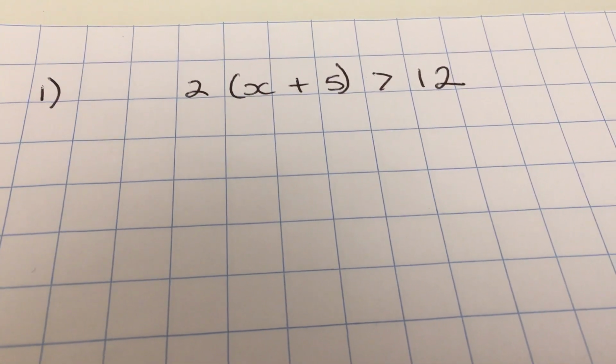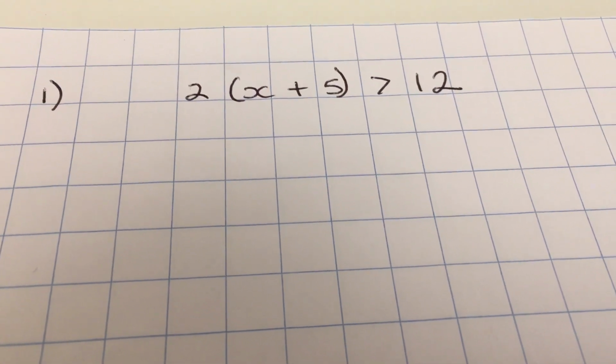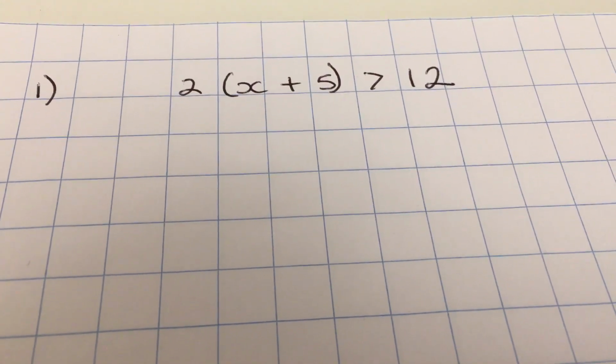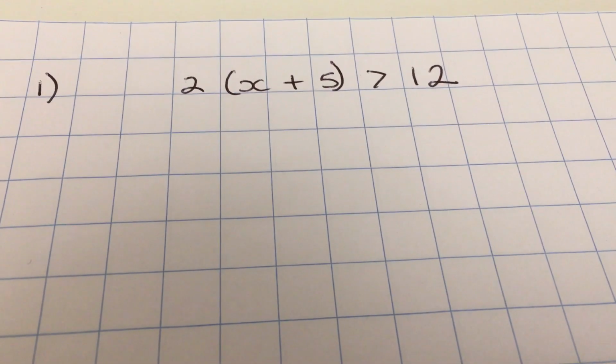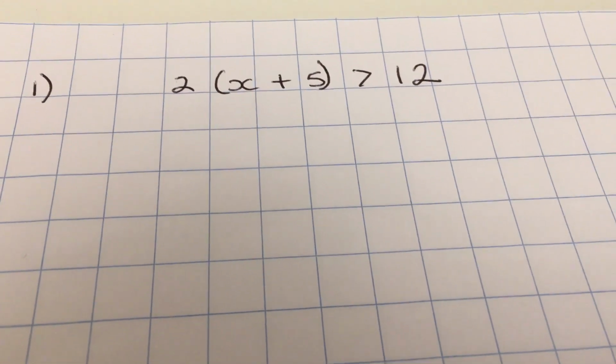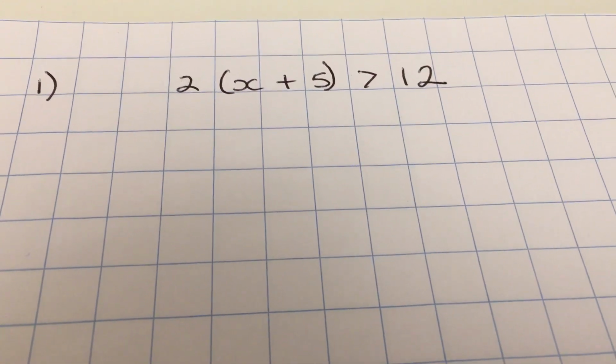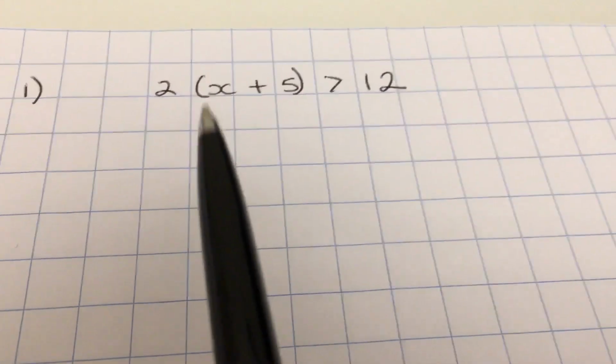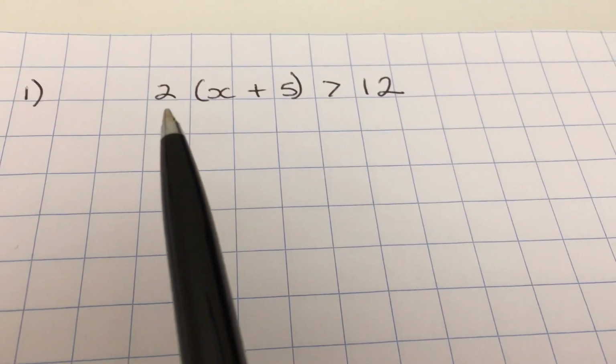This video is to explain how to solve inequalities involving brackets. The first thing you need to do is to expand the brackets. You do this by multiplying everything inside the bracket by the number outside the bracket.